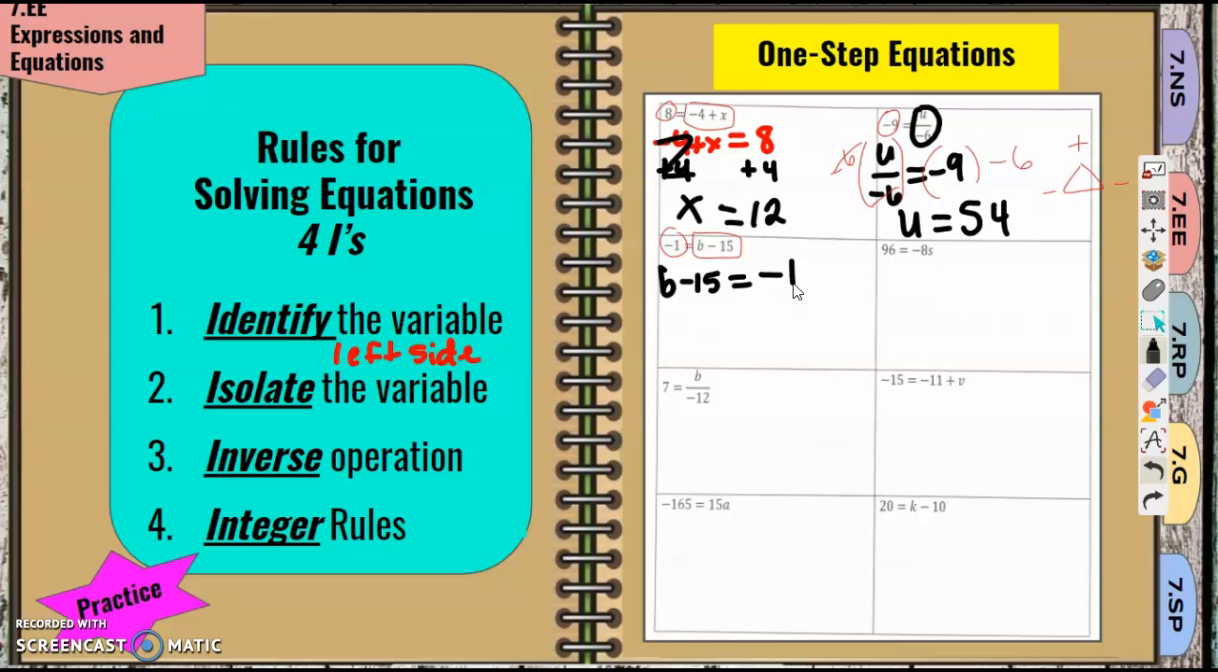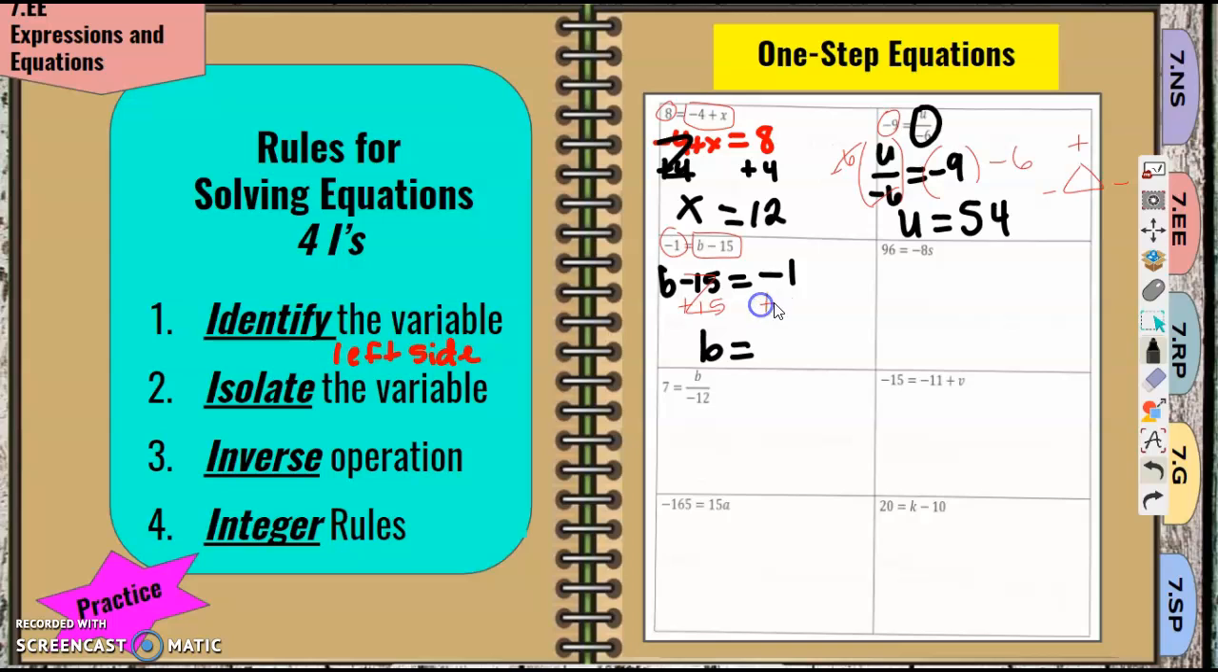So I have b minus 15. Well, in order to get rid of that minus 15 so that b can be by itself, I'm going to add 15, because negative 15 plus 15 zeroes out and leaves me with b.